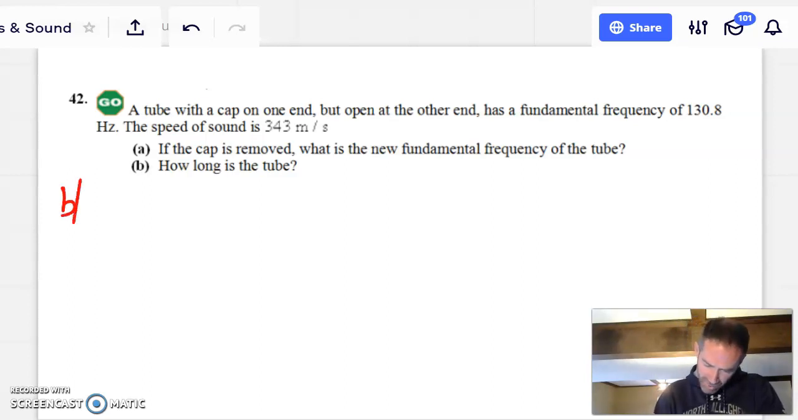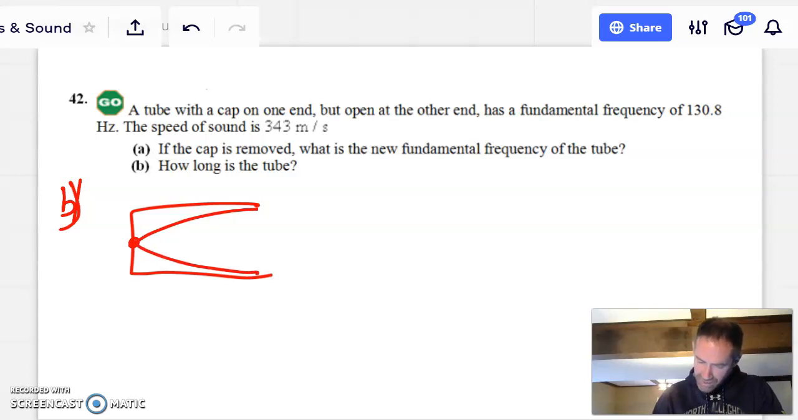So in part B, we have the tube, and it's going to look like this. It's got the cap on the one end, and that means that's a node. And over on the other side is an antinode, and so I'm going to draw that over here like this. Remember, this is a graph of what the amplitude looks like or what the pressure is doing, not what the real wave looks like. Okay, and so they want to know how long the tube is, L. Well, I can see one thing, that 4 times the length of the tube is equal to the fundamental wavelength.